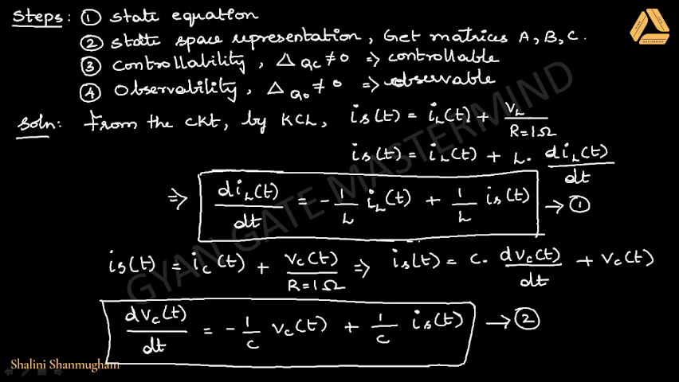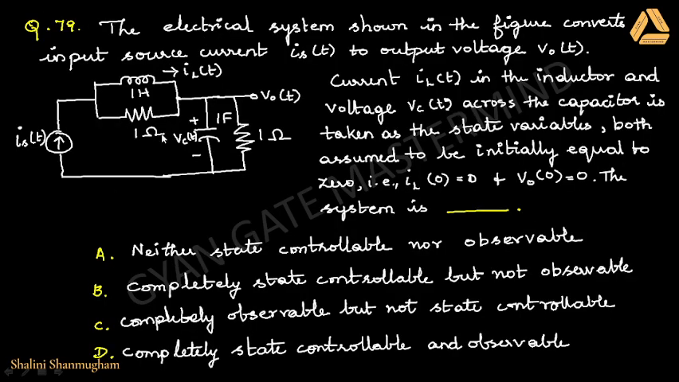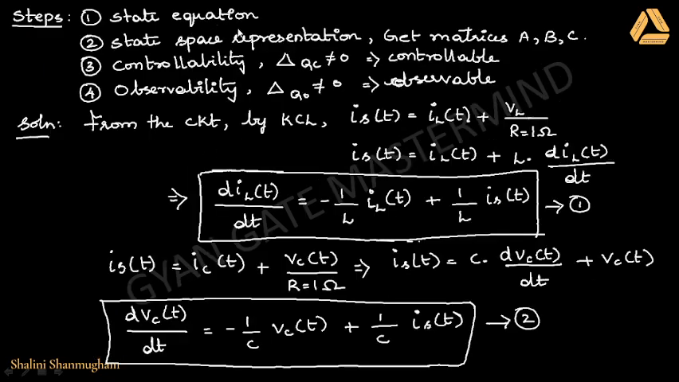First we have to find the state equation for the given circuit. This is a simple RLC circuit. We find the state equation, then represent it in state space form, from which we get the matrices A, B, C. From these matrices we can use the determinant. If the determinant of QC is not equal to 0, then the system is controllable. And for observability, if the determinant of Q0 is not equal to 0, then we can say the system is observable.